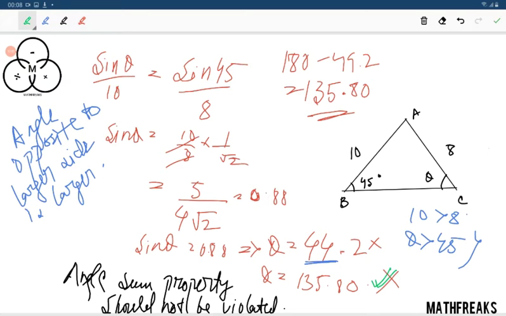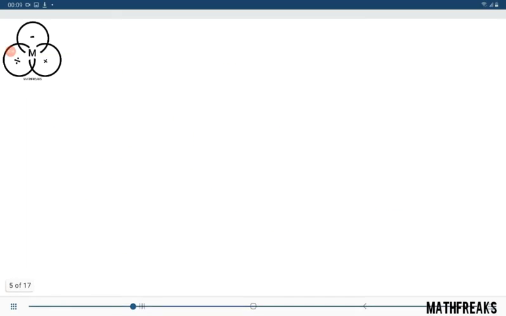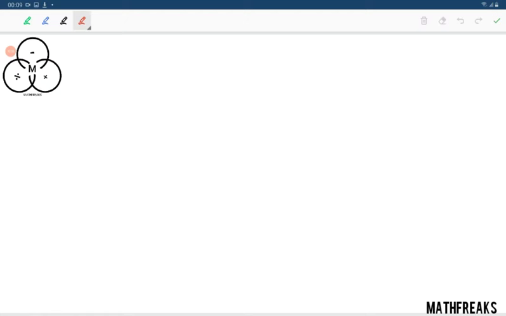But while finding the side, you need to ensure this criteria: angle opposite to larger side is larger, while applying sine rule. After applying sine rule, you need to cross check this, and angle sum property is also satisfied. So two things we need to ensure while finding the sides.